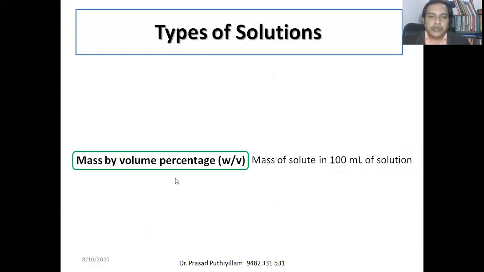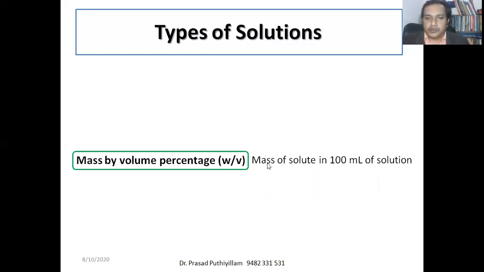This is a very easy concept. Mass of solute in 100 ml of solution. Say if I take 1 gram of solute in 100 ml of solution, if it dissolves, then it is 1 mass percentage. The mass percentage is 1.